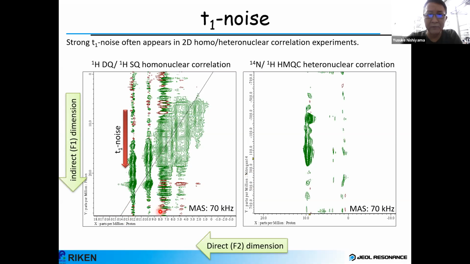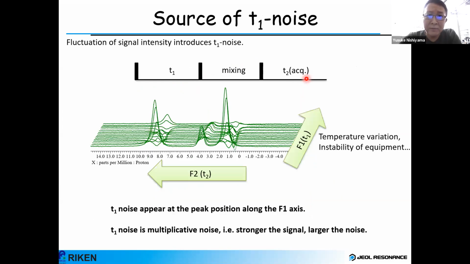And the T1 noise is also observed in heteronuclear correlation experiments like the nitrogen-14 proton HMQC experiment. Again, we observe intense T1 noise along the indirect dimension. So, what is T1 noise? And what is the source of T1 noise?